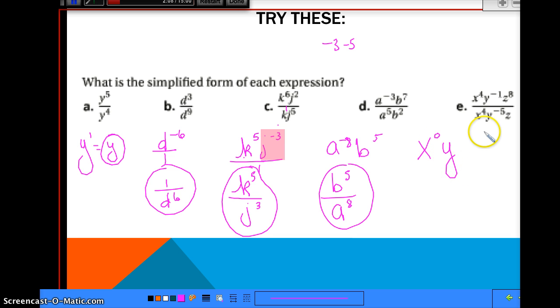Then we have y. If you look at the exponents on the y, we have negative 1 minus a negative 5. When you have a negative negative, it's going to push these positive, and negative 1 plus 5 is 4. z to the 8th divided by z to the 1st is z to the 7th. Know that anything to the 0 power is 1, and 1 times y to the 4th times z to the 7th is, I'll put it in the correct order, z to the 7th times y to the 4th.